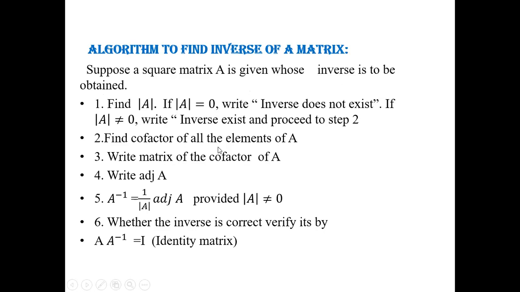What is step 2? Find the cofactor of all the elements of A. In the next slide, we will see how to find the cofactor of the elements of A. Then write the matrix of the cofactors of A. Then write the adjoint of A. And A inverse equals 1 by determinant A into adjoint of A, provided determinant A is not equal to 0. To check whether the inverse we found is correct, we verify it using A into A inverse equals the identity matrix. We multiply A with the inverse matrix, and we get the identity matrix.